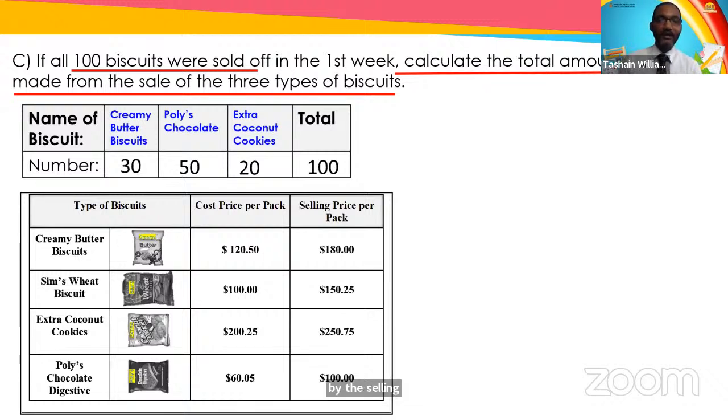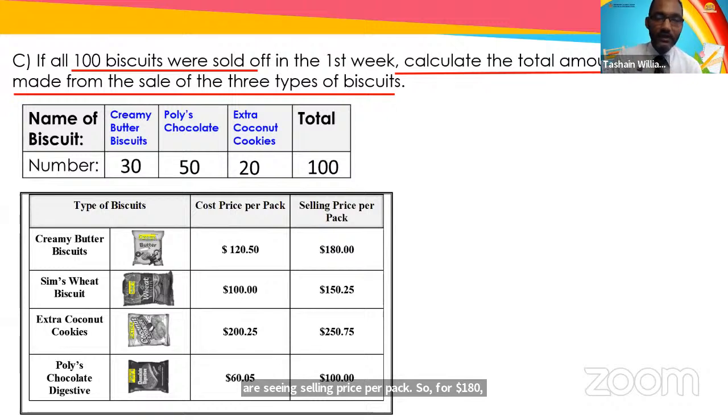I'll stop right there. Right, boys and girls, you have gotten some free biscuits and you are tasked to sell them. You're going to sell them for what this selling price is showing. If you look at our fourth column on the table, you're seeing selling price per pack. Creamy Butter Biscuit is selling for $180, a whopping $180.